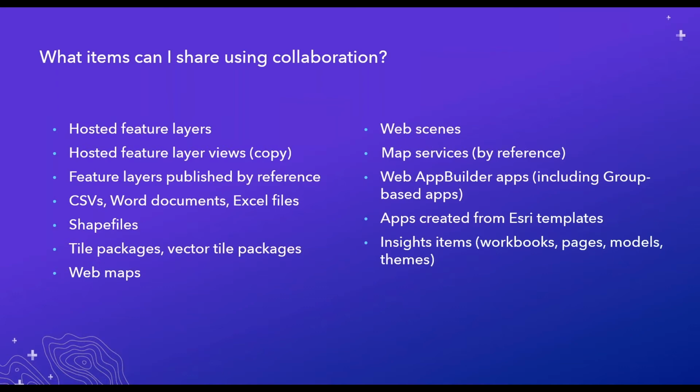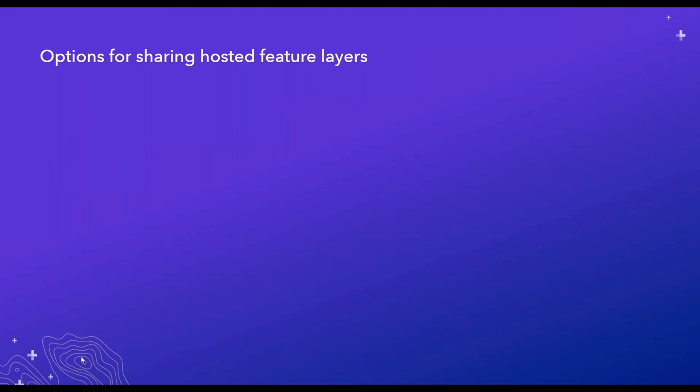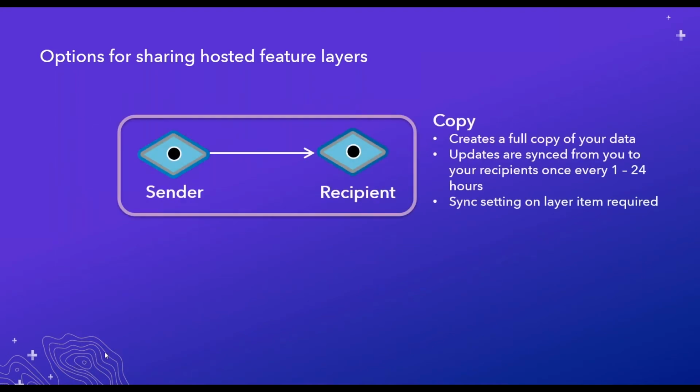So let's focus now on hosted feature layers and sharing through a collaboration. What are the options that you have, and why are hosted feature layers so special when it comes to a collaboration? Well, the first option for sharing is to share by copy. So what happens? In the sender's portal, a copy of that hosted feature layer is packaged up and sent over physically to the recipient, where it is unpacked and another hosted feature service is created.